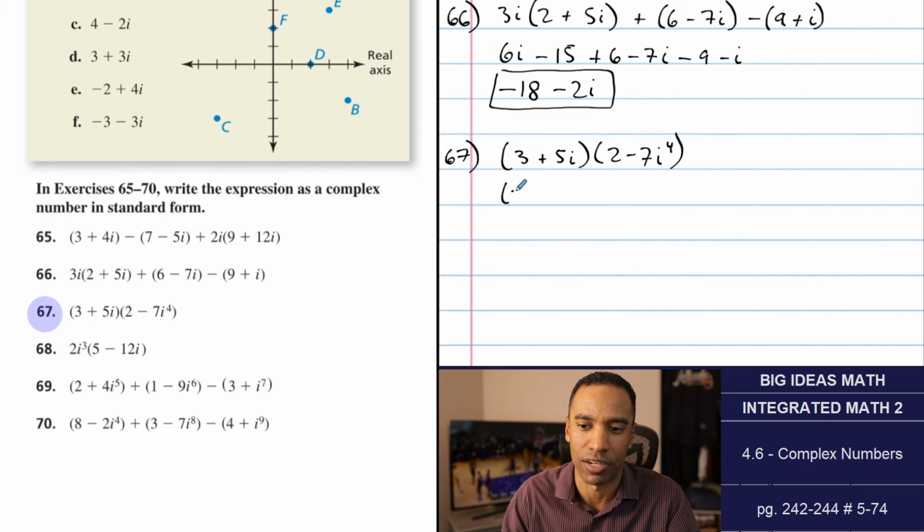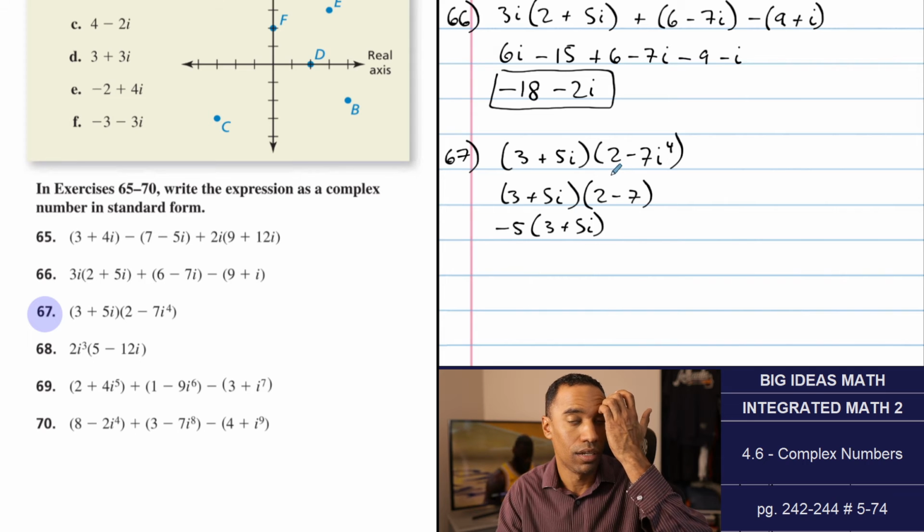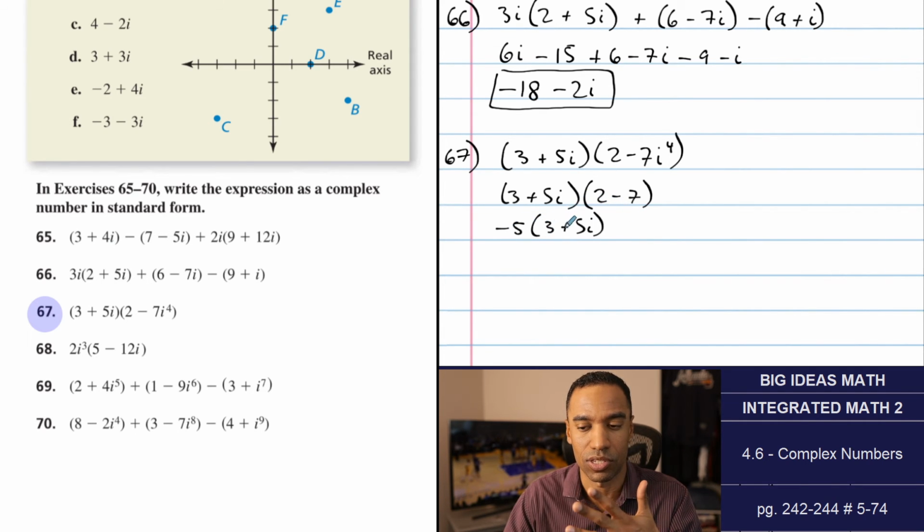It's also negative 7. So we can also do 3 plus 5i times 2 minus 7. 2 minus 7 is negative 5. We could do negative 5 times 3 plus 5i. We can take care of it early on. That's probably what I'm going to do. Take care of it early on and simplify it, so then we get to this stage. Negative 5 times 3 is negative 15. Negative 5 times 5i is negative 25i.